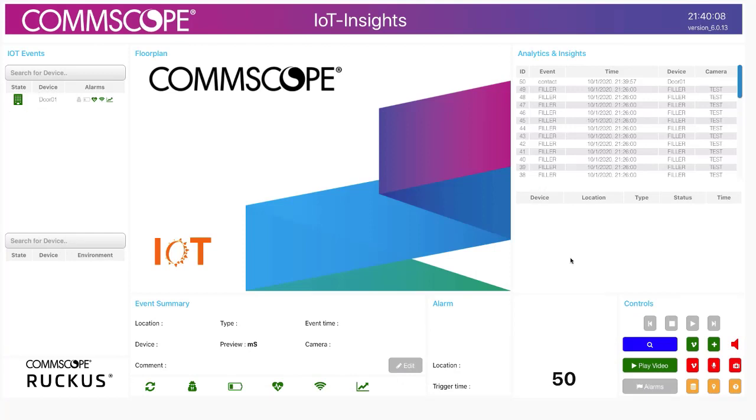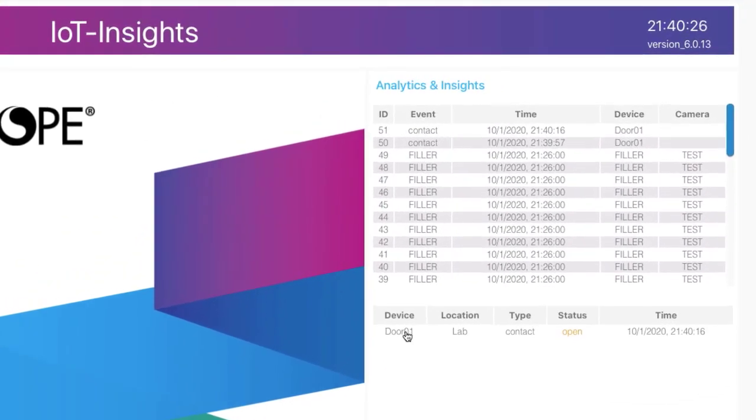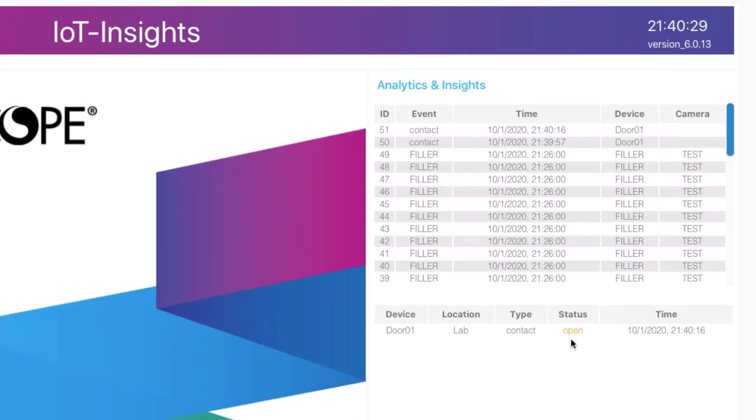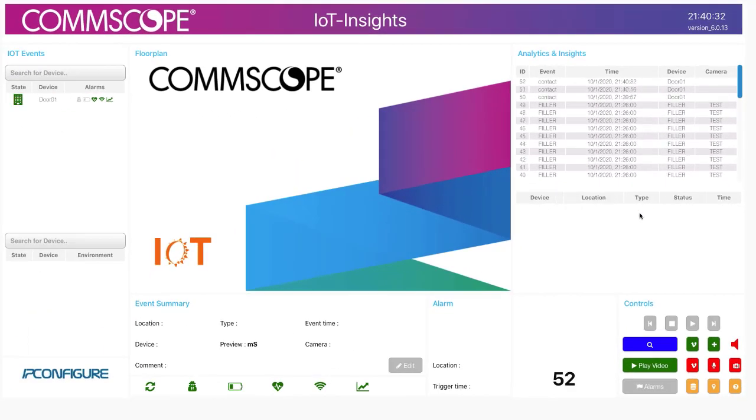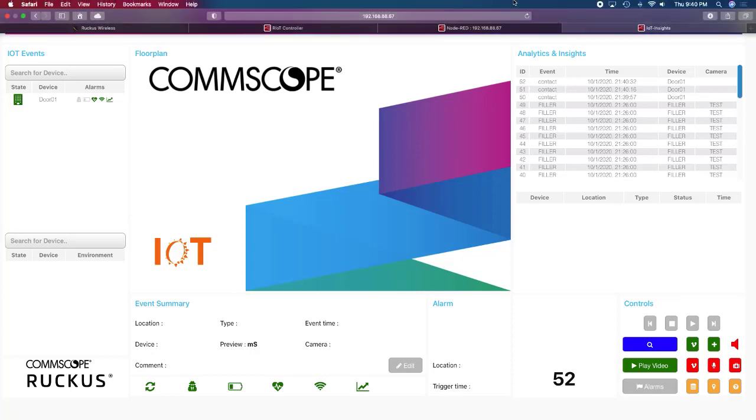So the next thing I could do is open up that door sensor. And you can see that a couple things happened here. The sensor was triggered. This went red. The event went into our database, and it's noted right here. So now I'm going to close the sensor. You can see it all goes away, went back green. So that's just an example of bringing a door sensor into our IoT Insights platform.